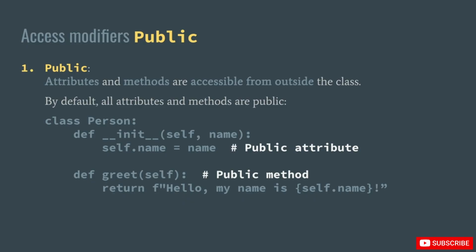Let's start with the public access modifier. In Python, public attributes and methods are accessible from outside the class, meaning any code that creates an instance of the class can directly interact with them. By default, all attributes and methods in Python are public unless specified otherwise. Here, both the name attribute and the greet method are public, allowing us to directly access and use them outside the person class. Public access is convenient, but may expose data that could benefit from protection, which is where other access levels come into play.